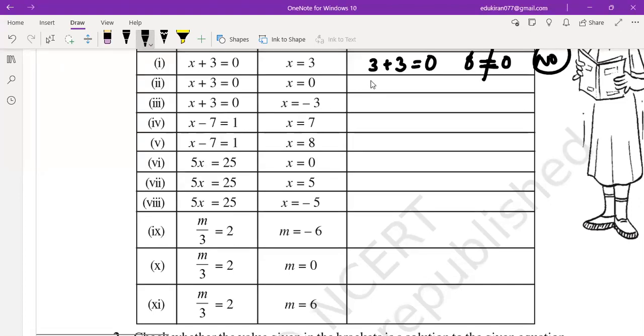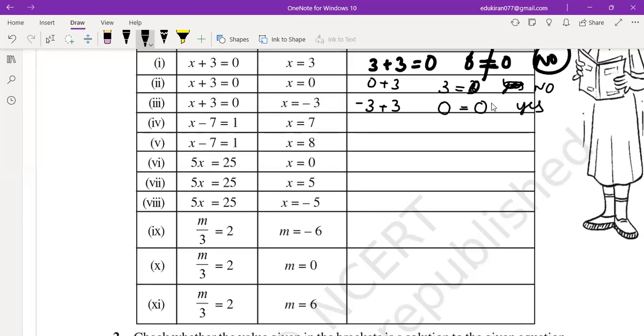For this one, you will put 0 plus 3, right? So 3 will be equal to 3, so it will be yes. Next will be minus 3 plus 3. Ma'am, the first one, it is equal to 0? No, it is not equal. In the second one, yes, the second one is equal. Okay, sorry. 3 plus 0, right? This one will be 0 equals to 0, so it will be yes.